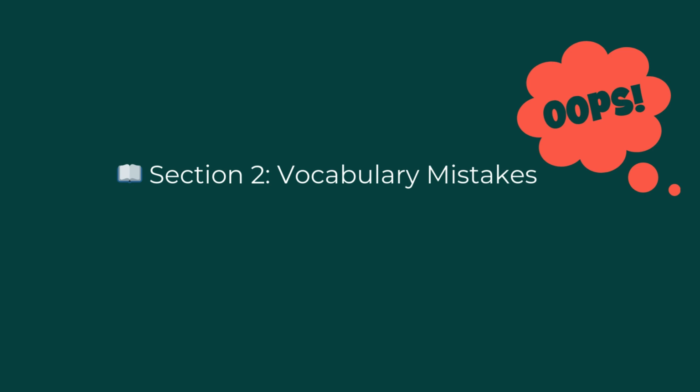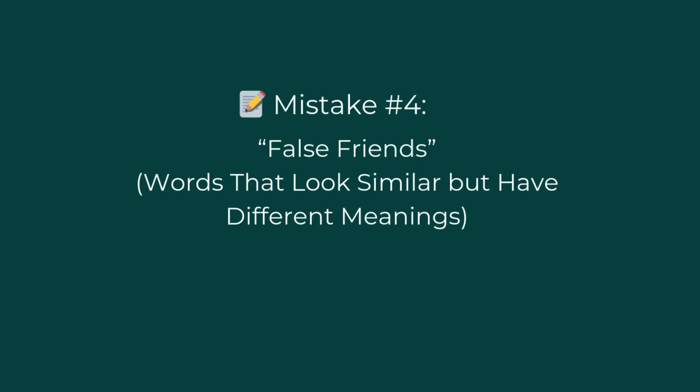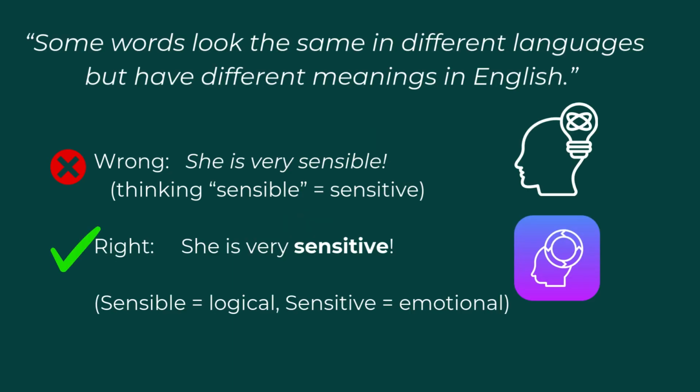Section 2. Vocabulary mistakes. False friends. Words that look similar but have different meanings. Some words look the same in different languages but have different meanings in English. Wrong: She is very sensible, thinking sensible means sensitive. Right: She is very sensitive. Sensible means logical, sensitive means emotional.